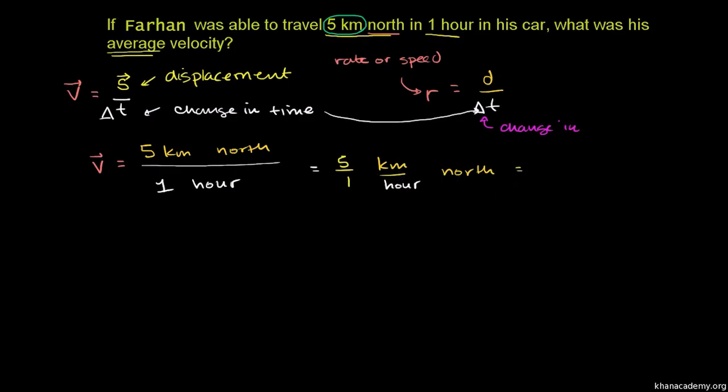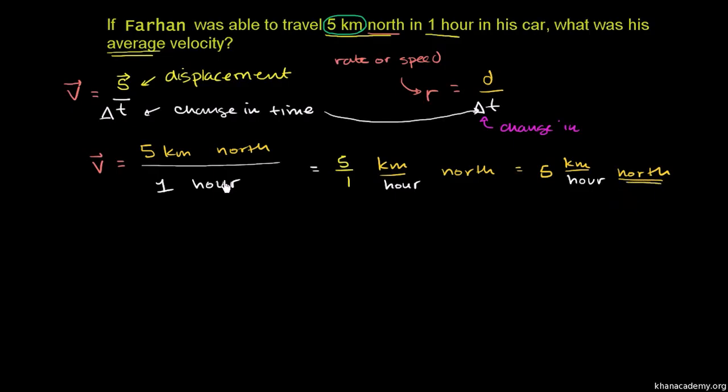So this is 5 kilometers per hour to the north. So that's his average velocity, 5 kilometers per hour. Now you have to be careful. You have to say to the north if you want velocity. If someone just said 5 kilometers per hour, they're giving you a speed or a rate or a scalar quantity. You have to give the direction for it to be a vector quantity.